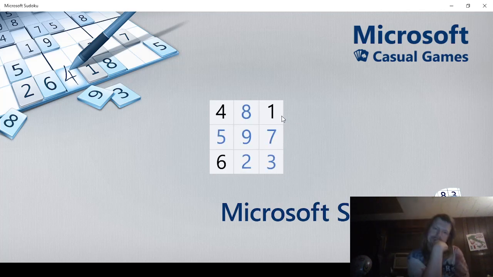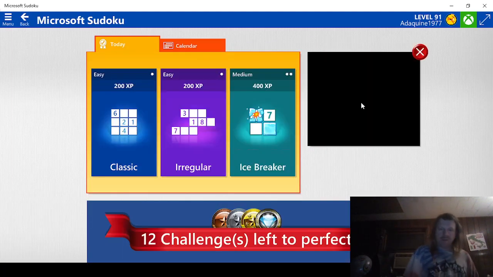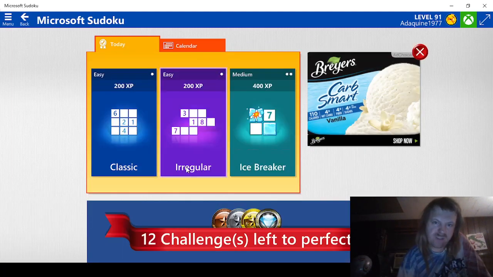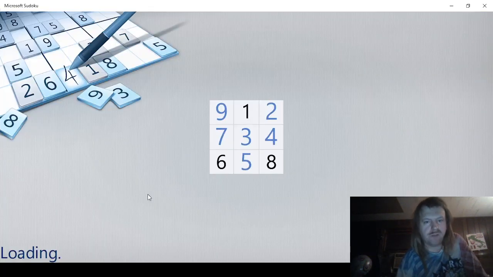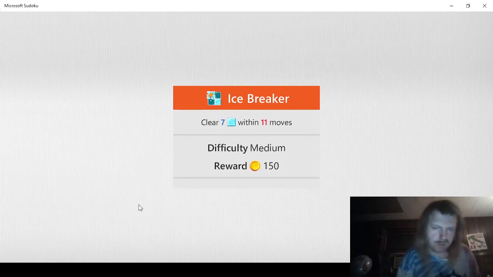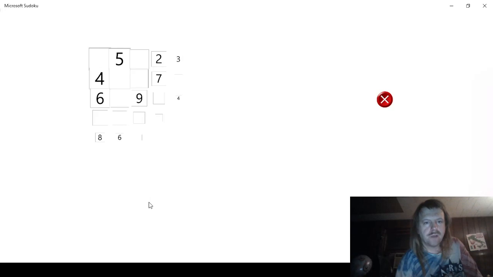28th. That's cool. May 28th, we have 3 days left. It says 12 challenges, it'll be 9 when we get done with these. We'll start off with the medium here. We have a medium and two easies. It's not going to be groundbreakingly hard, I wouldn't think.